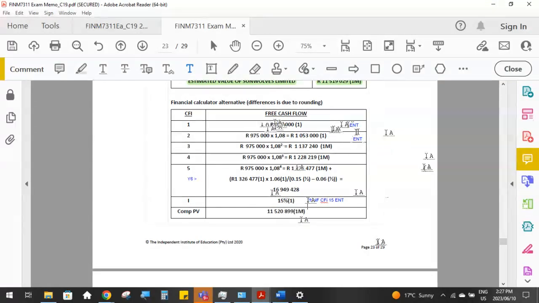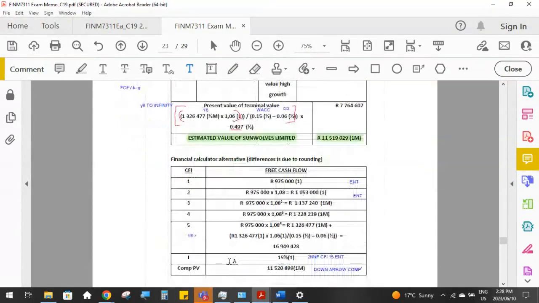That then tells the computer that 15% is the percentage that we're using to discount these cash flows that we've entered. And then you press the down arrow, which I haven't got on my keyboard here, so I'm just going to write down arrow. And then you press the comp button. You don't have to type in PV, you just press the down arrow, hit the comp button, and this answer will appear on your screen.